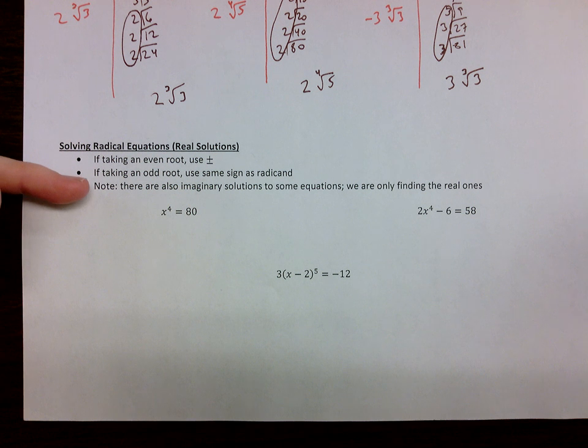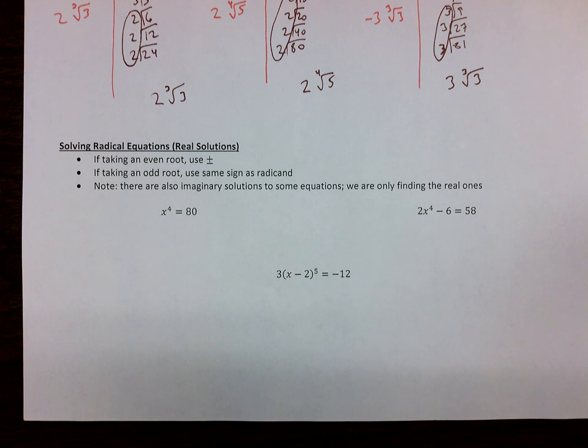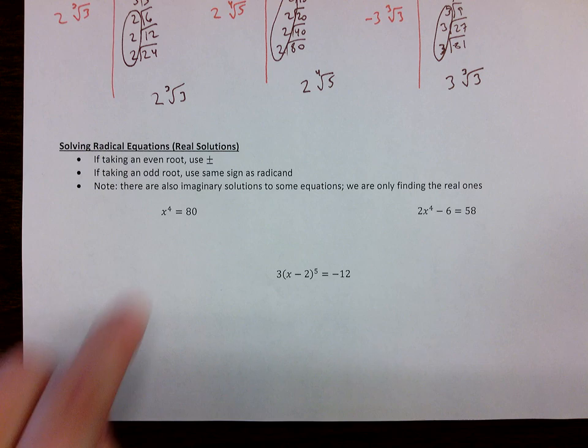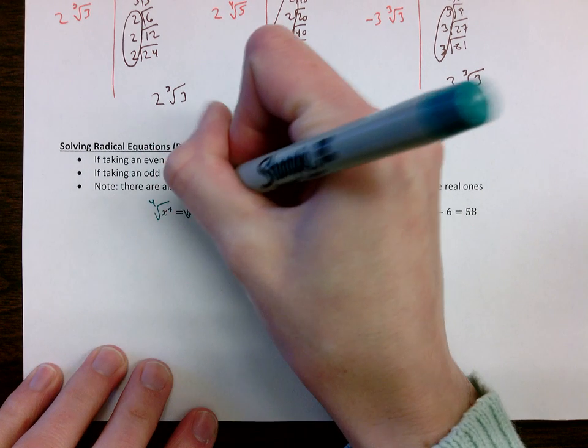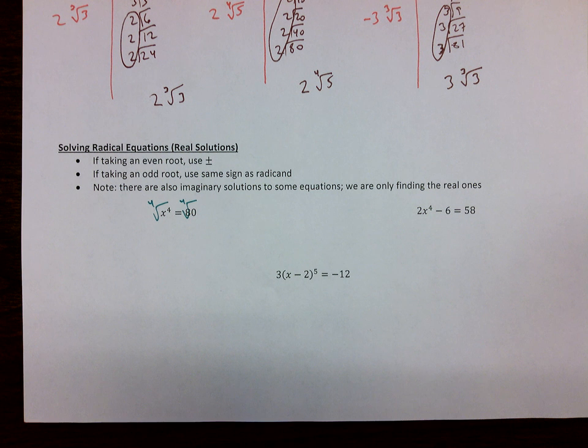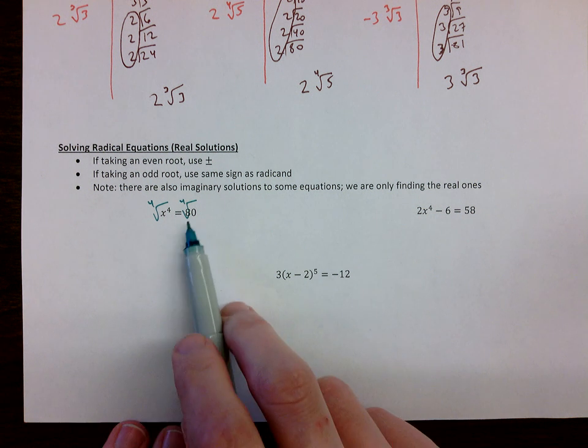And note there are also some imaginary solutions to some of these equations, but we are only finding the real ones. So let's talk about this. We'll go through some examples and you'll kind of see where this comes from. So solving this guy right here, what I'm going to do is I'm going to take the fourth root of both sides.